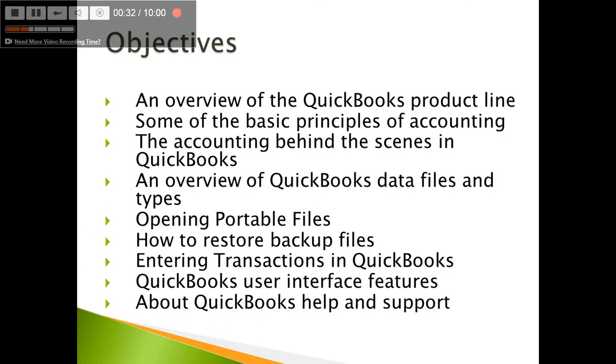Here are our objectives for QuickBooks in this intro chapter. We're just kind of introducing ourselves to what we're working with, so you can see an overview of what QuickBooks is, talking about some of the basic principles as a review. Then we're going into behind the scenes for the accounting side, talking about some overview of QuickBooks data files. That's when we'll switch to just using QuickBooks itself, in my video: the portable files, restoring backup files, entering transactions, QuickBooks user interface features, kind of showing you just the steps and the layout of QuickBooks, and then also bringing up help and support as well.